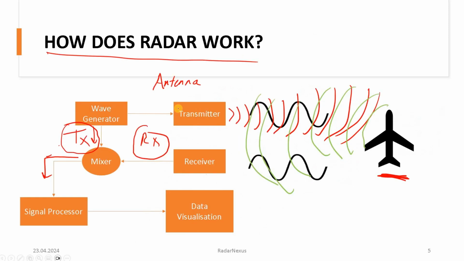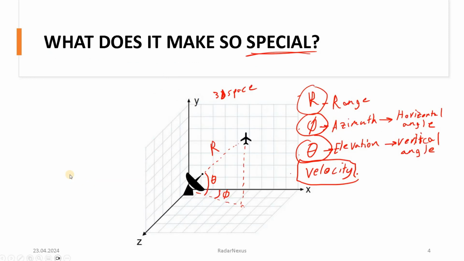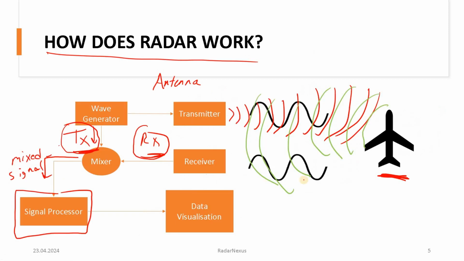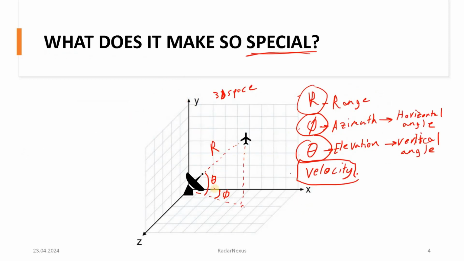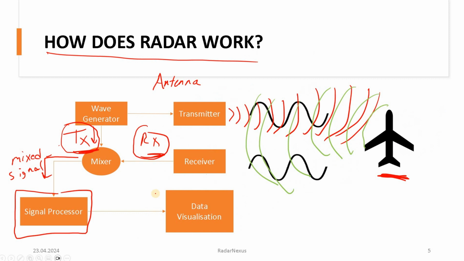By analyzing the received signal and the transmitted signal, we go to this block, which is called the signal processor, which will process this mixed signal. By processing this mixed signal, we can extract all this information about the object. Now we know how far away this plane is, what its height is, what the vertical angle is, what the horizontal angle is, and what its velocity is.